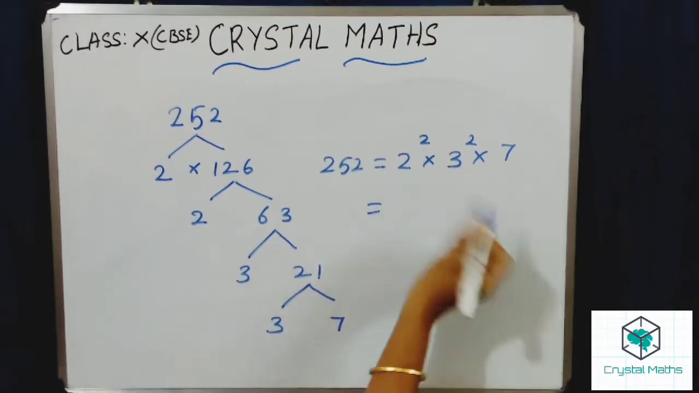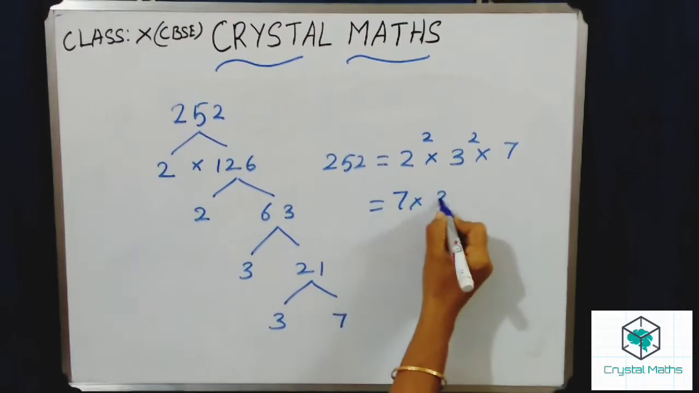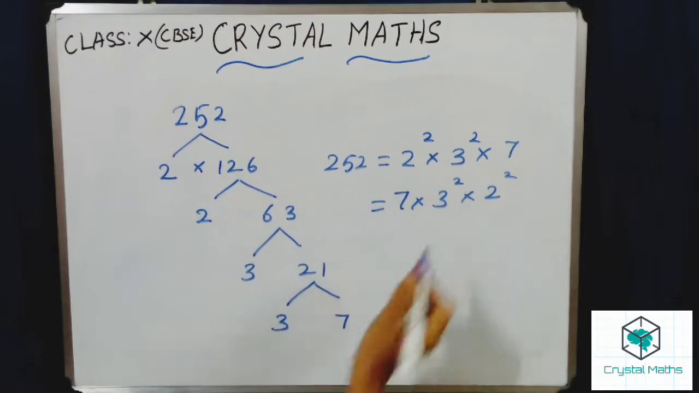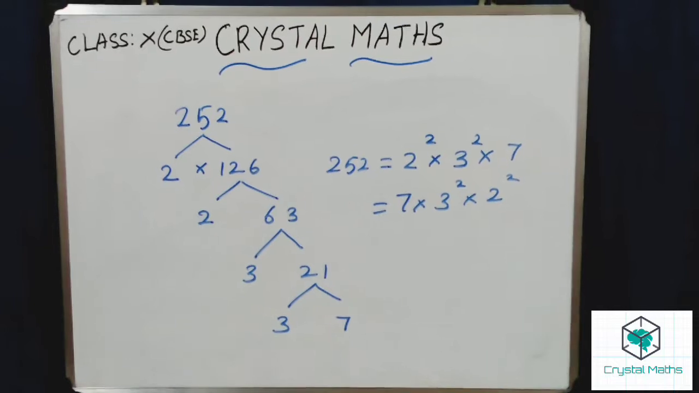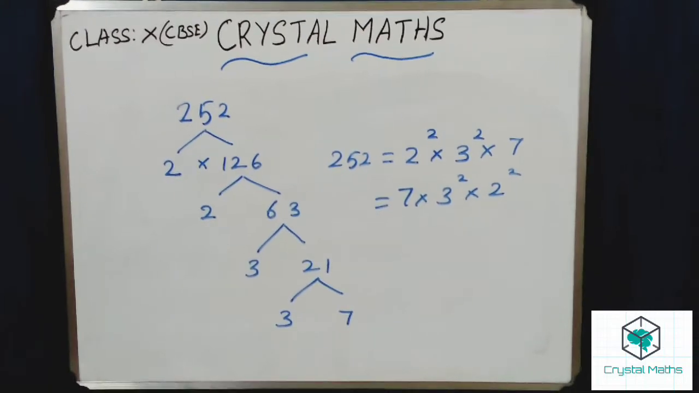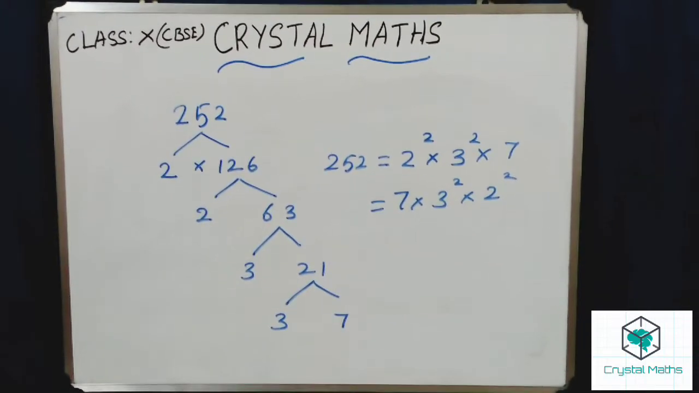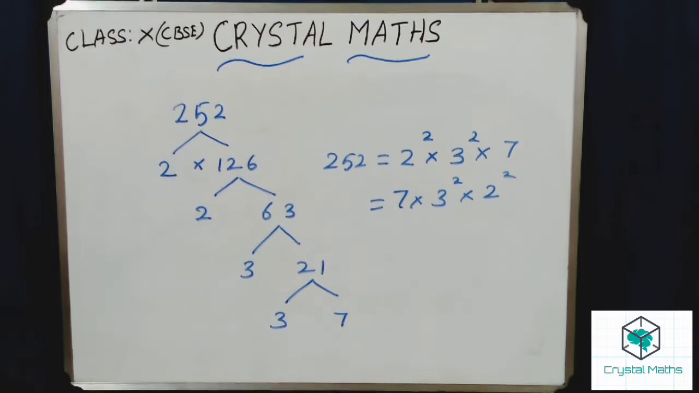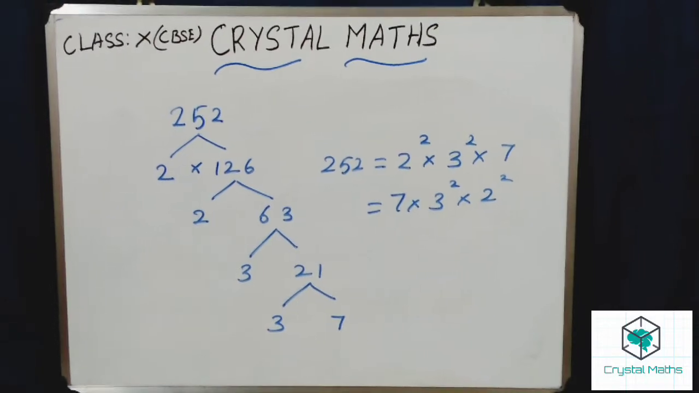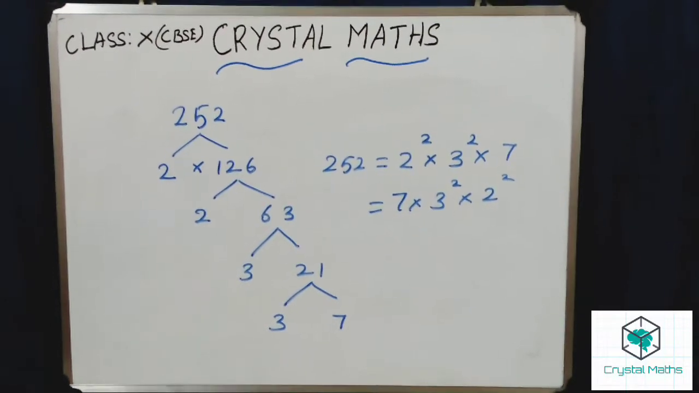This can be written in any order. That is, we can adjust in any order and write, everything will be the same. That is the real meaning of the sentence: the factorization is unique apart from the order in which the prime factors occur. Now we are going to see one problem, how to find the HCF and LCM based on the fundamental theorem of arithmetic.